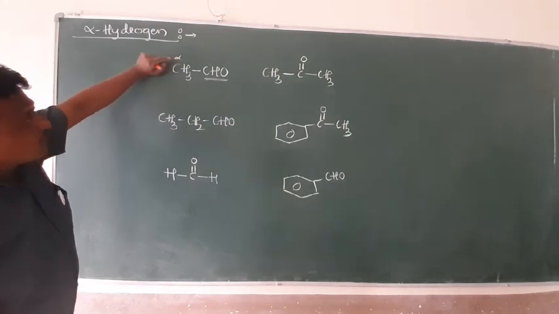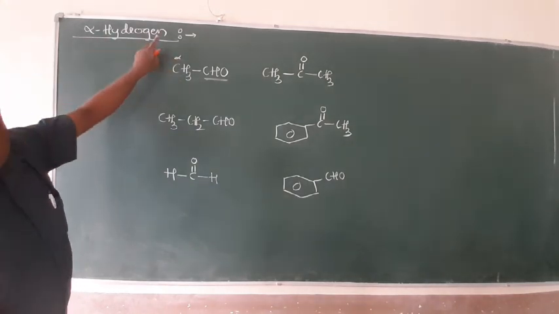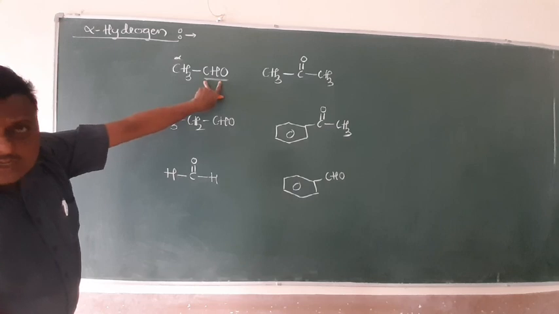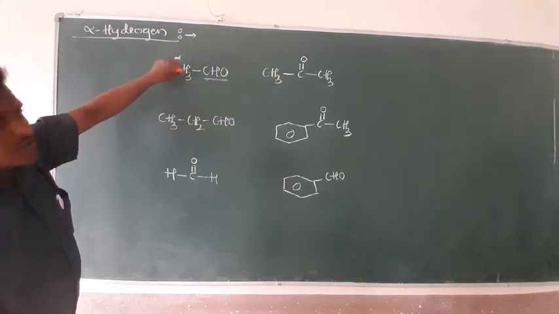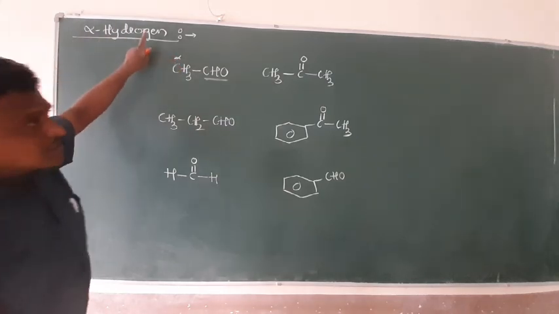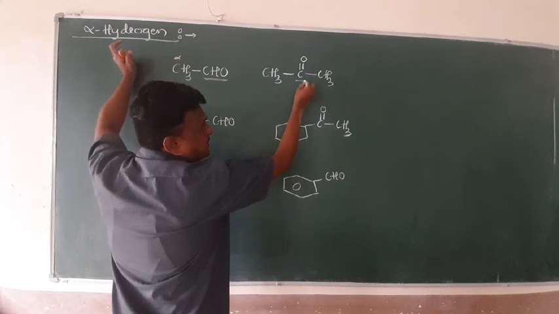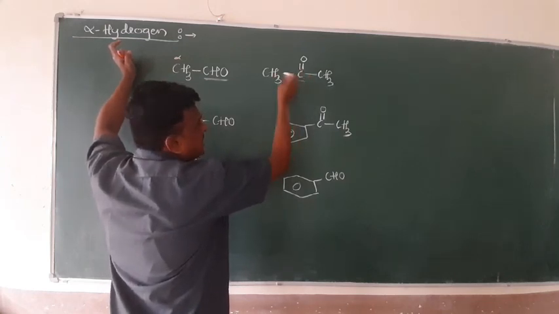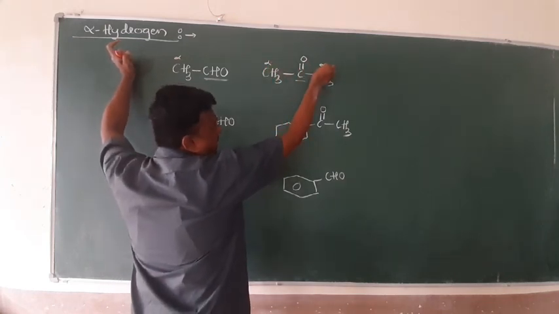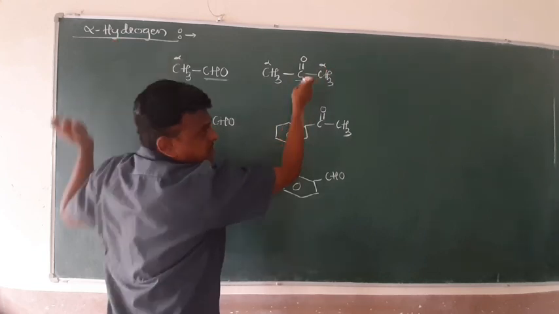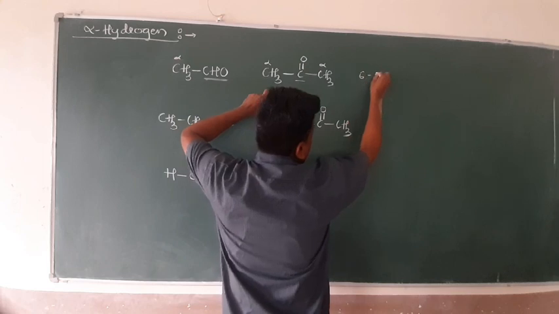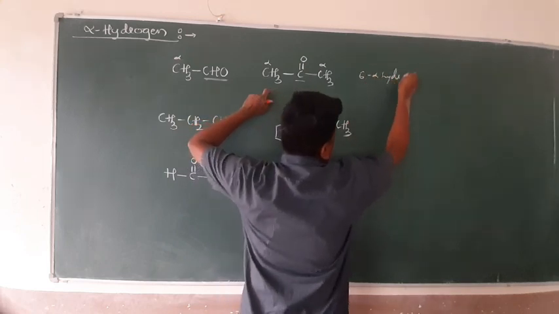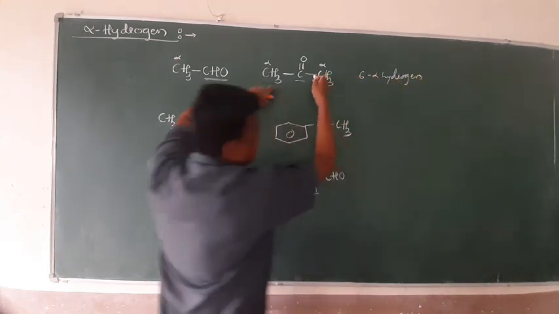So the alpha carbon containing hydrogens are called alpha hydrogens. I repeat, the first carbon to which the functional group is attached is called the alpha carbon. The hydrogens on that carbon are called alpha hydrogens. Similarly, friends, in a ketone the carbonyl carbon is attached to two alpha carbons. So there are six alpha hydrogens in the compound acetone.